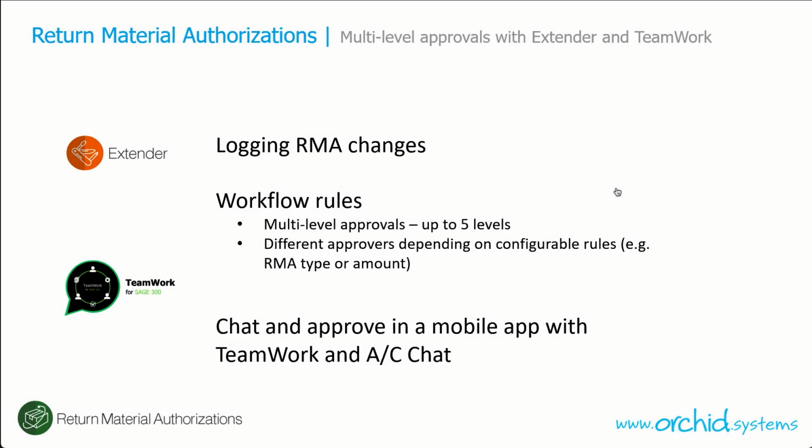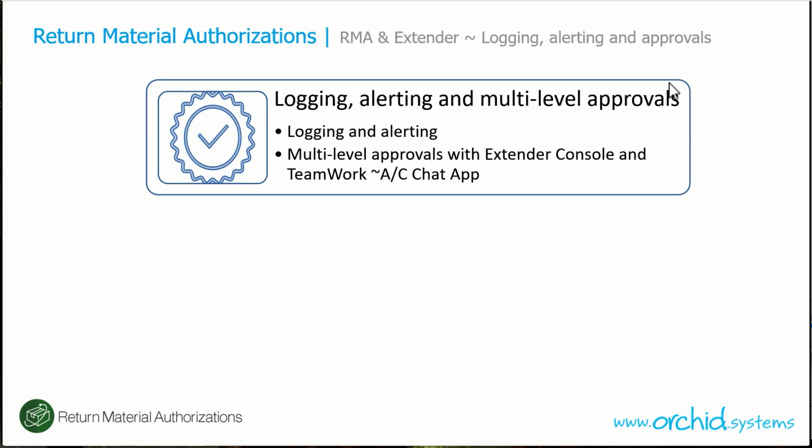Now I'm going to hand over to Anne to show you how to log changes of RMA details using Extender, and how to use Extender workflow rules for multi-level approvals of RMA and approving in the chat app. If you are using RMA with Extender, you can have logging, alerting, and multi-level approvals.